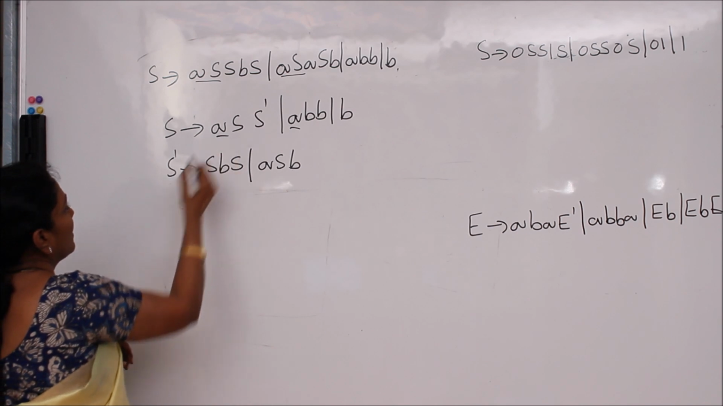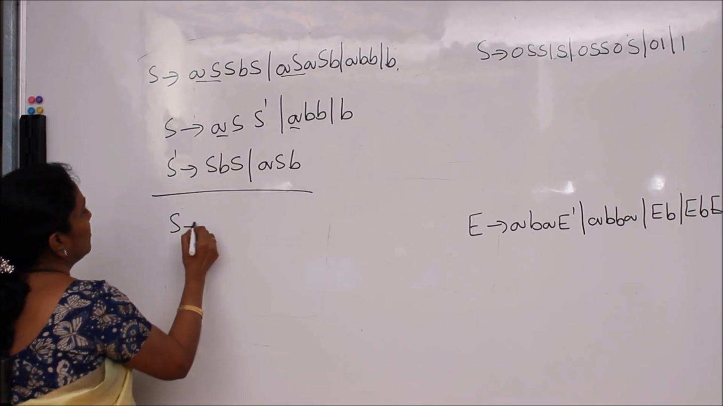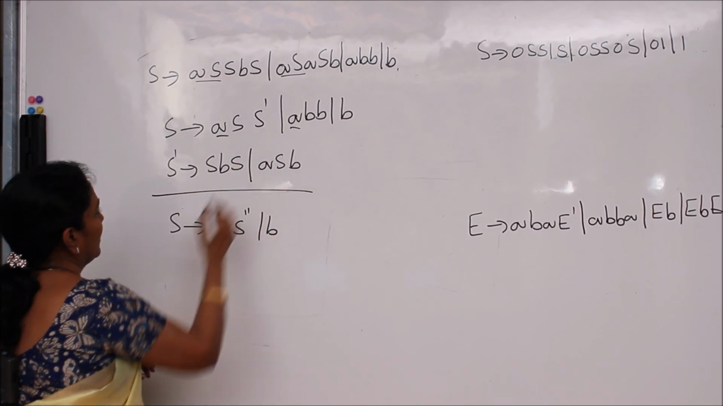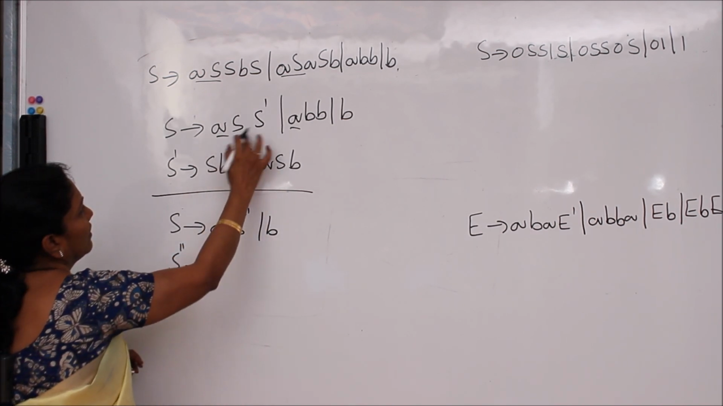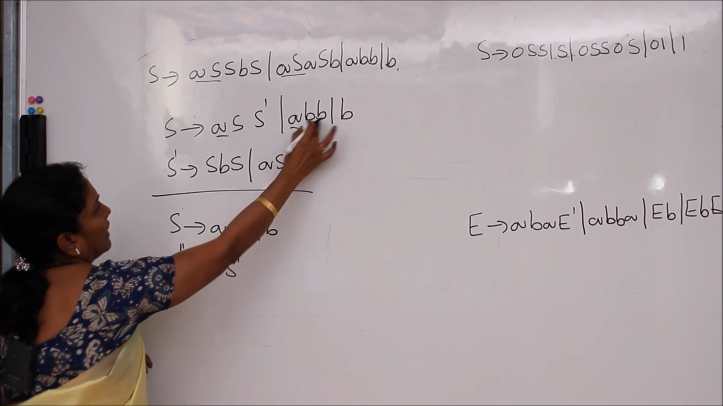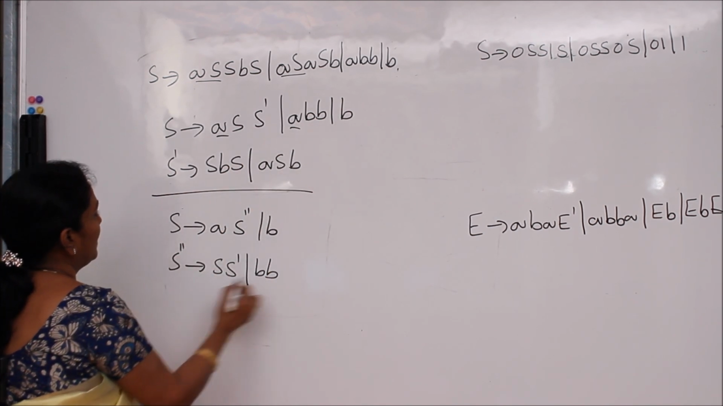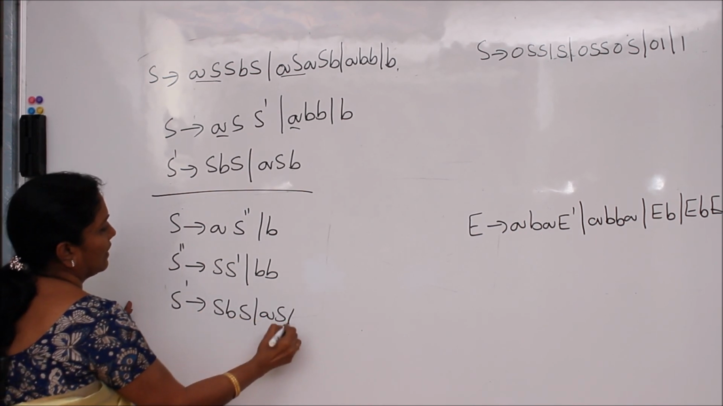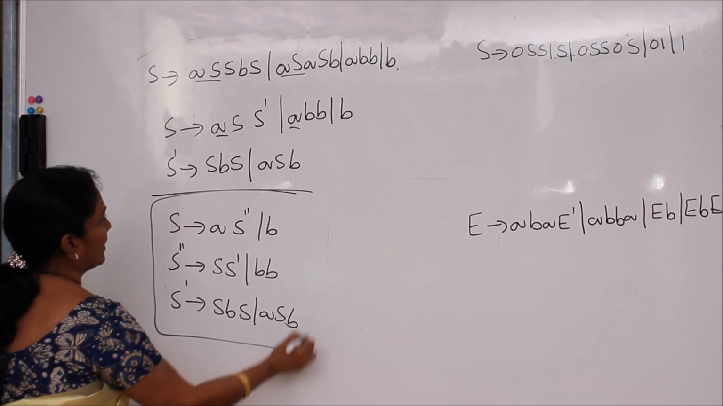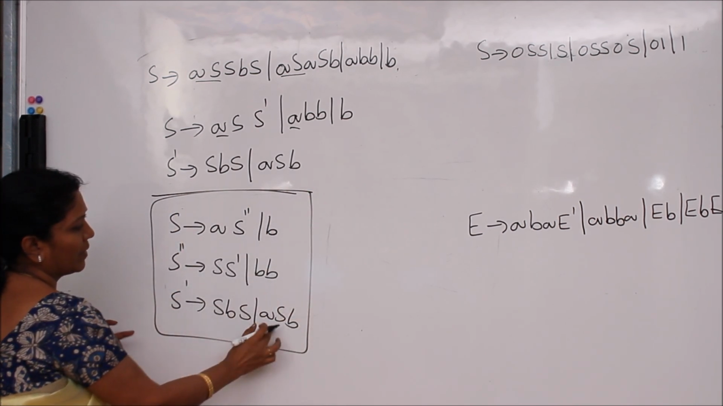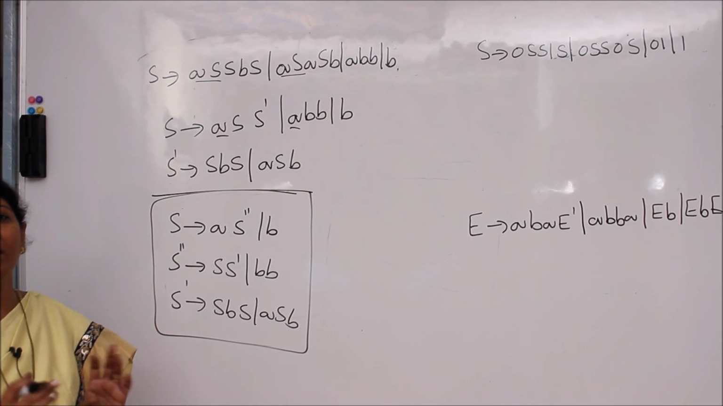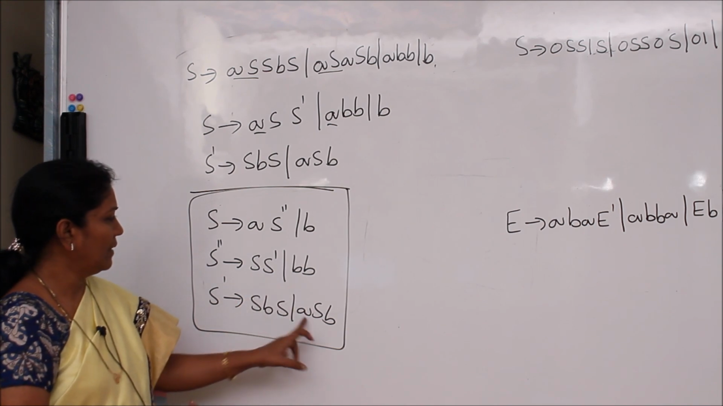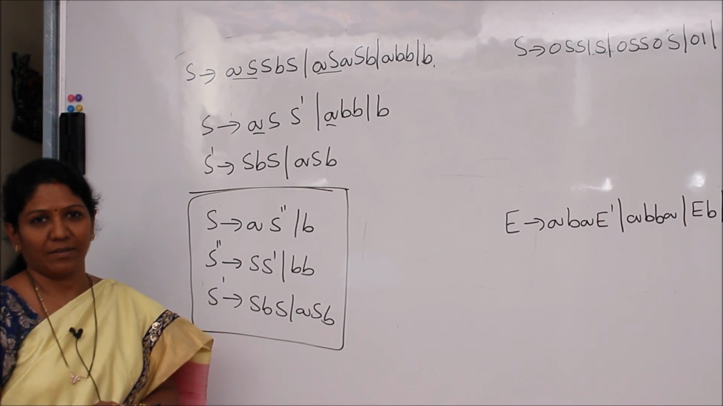So how do you left factor? Rewrite this as once again S to aS'' with the rest, where S'' is what? SS' and here it is b, where S' is SbS or aSb. This is the left factored grammar. Look at this now, there is no common prefix, hence it is completely left factored. This is how you need to check how many levels you have to left factor.